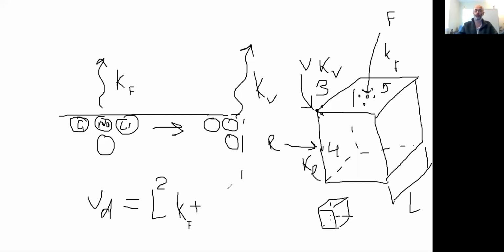This is the overall rate of dissolution from the face. This is the overall rate of dissolution from the edge. And how many vertices does each crystal have? 8. Yes. So 8 KV. Okay, so what do we see here? For big crystals, this is big, relatively big. And this is 8 KV.